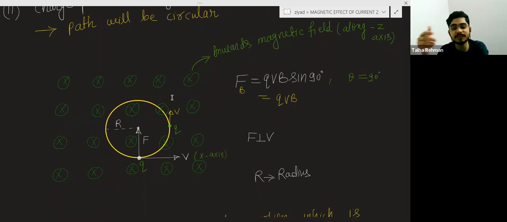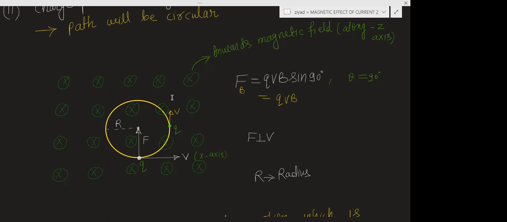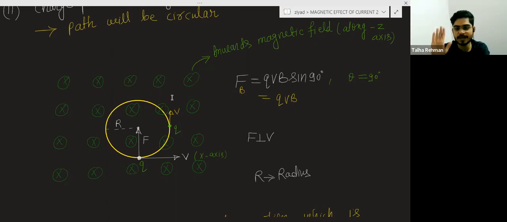So the direction of the magnetic force will be given by the right hand thumb rule. Just point your fingers along the direction of the velocity and curl them towards the magnetic field, in this direction. The magnetic field is inwards, so this will be the direction of the magnetic force.